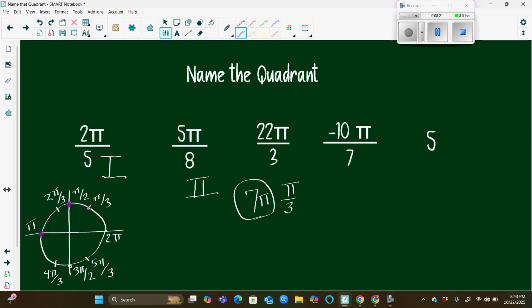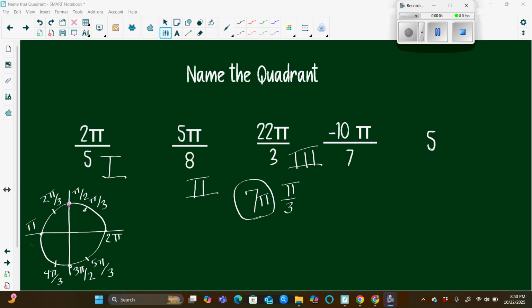So we're going to go to pi over 3 right here. And if we go around 3.5 times, can we figure out where we'll end up? So we'll go 1, 2, 3.5. We'll end up right there. So 22 pi over 3 is coterminal with 4 pi over 3, and it's in the third quadrant. So we would say that this one would be quadrant 3. Okay?